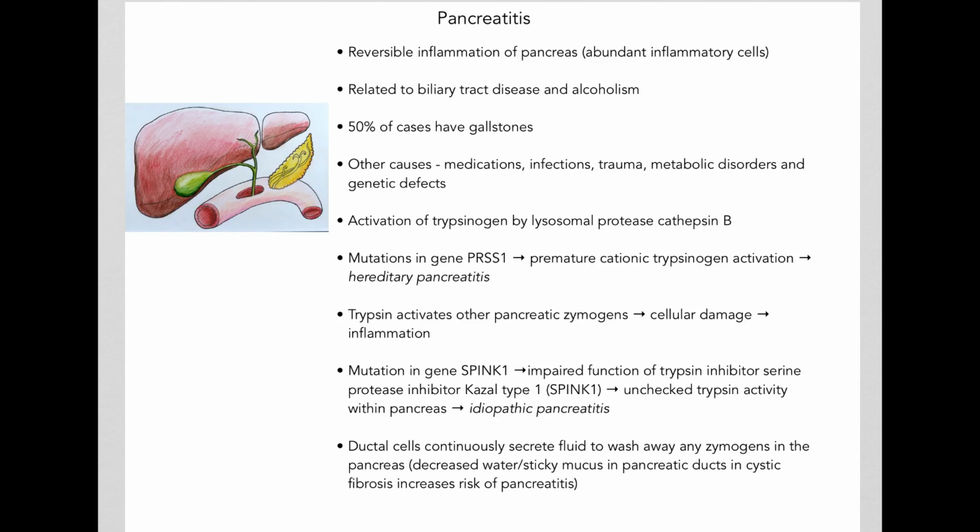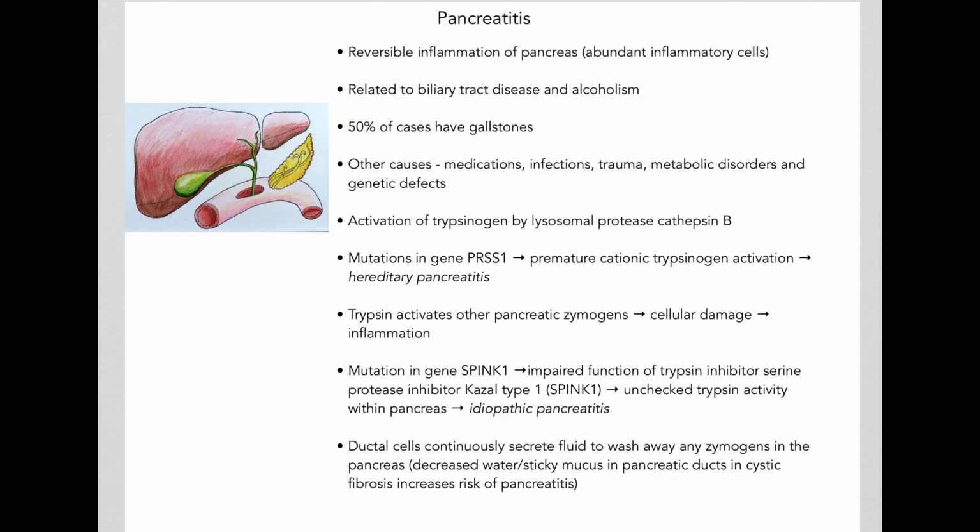Now, patients with cystic fibrosis also have an increased risk of pancreatitis. So it's quite common to see pancreatitis in patients with cystic fibrosis, and that may be related to the fact that they have decreased water in the ducts, and therefore the mucus that's lining the duct would be quite sticky and would not be able to wash away the zymogens from the pancreatic ducts. So basically these zymogens will stay in the pancreatic duct, and if it gets activated, it is going to start destroying the pancreatic tissue, leading to pancreatitis.